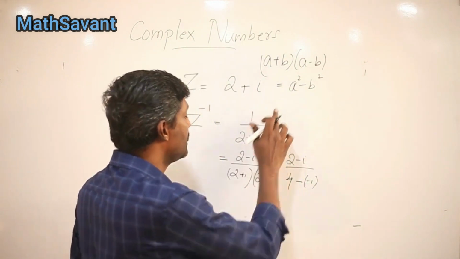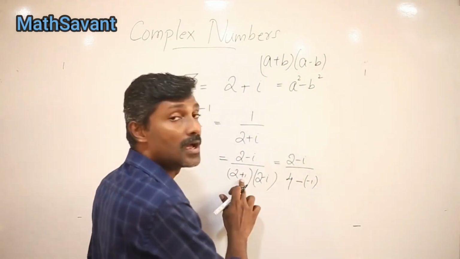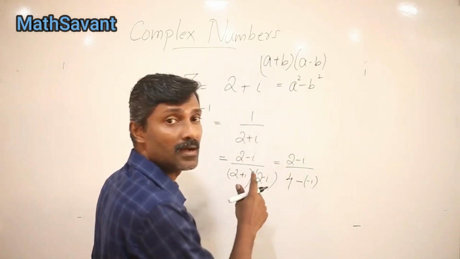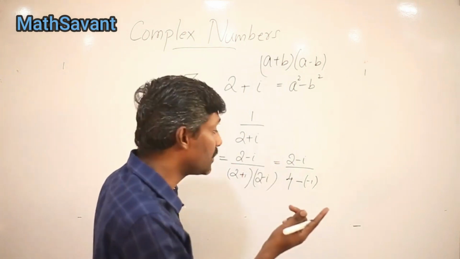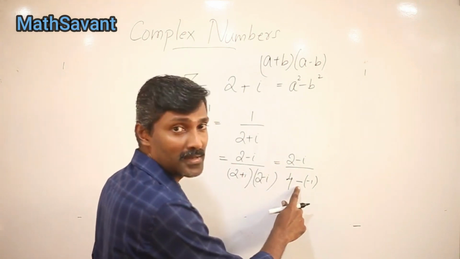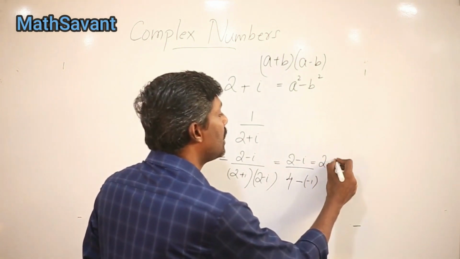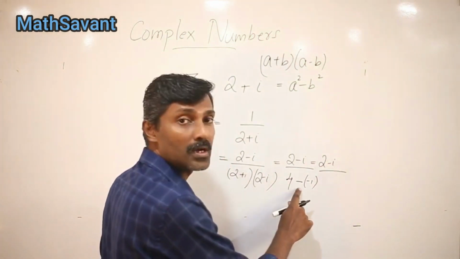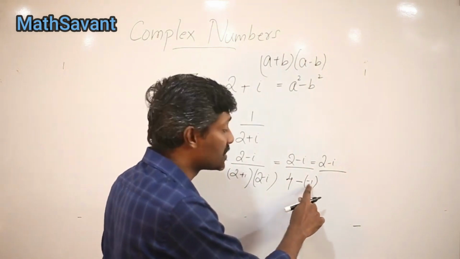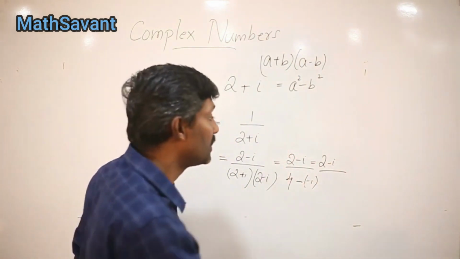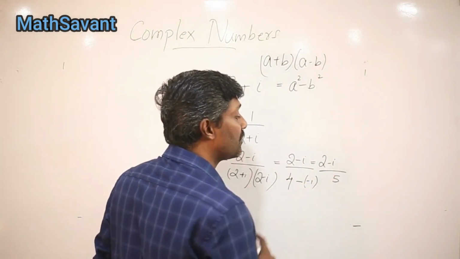So here a is 2 and b is i. So a square minus b square means 2 square minus i square, which is 4 minus minus 1. So this becomes 2 minus i divided by 4 minus of minus 1. This minus of minus becomes plus. So this becomes 4 plus 1, that is 5. So this is 2 minus i by 5.